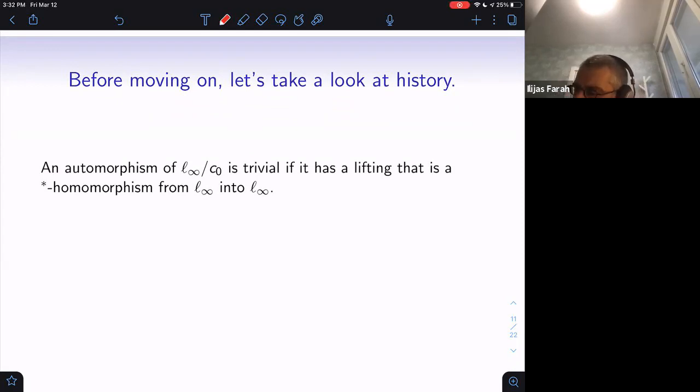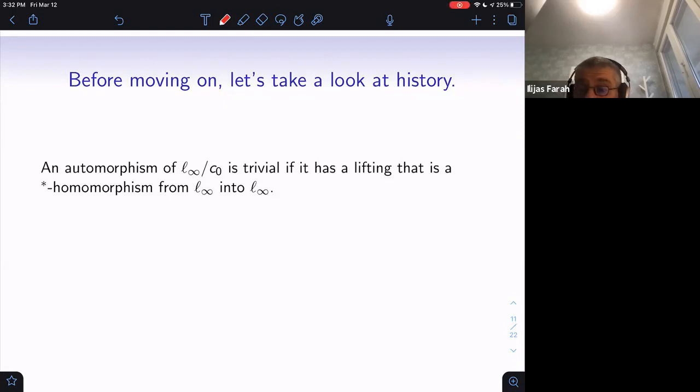Look at automorphisms of the commutative version of the Calkin algebra, L infinity mod C0. And when I just say L infinity mod C0, I mean L infinity of N mod C0 of N. So it's the separable version of C0, and L infinity is also separable. Its unit ball is separable in the weak star topology. And look at automorphisms of that algebra.